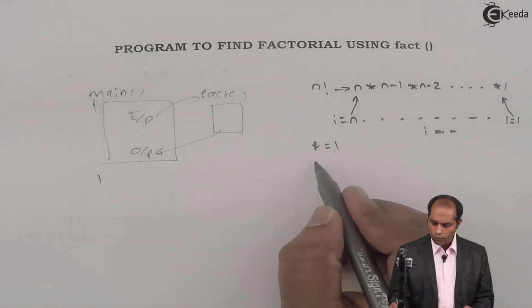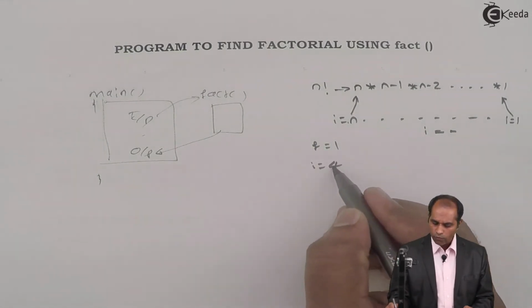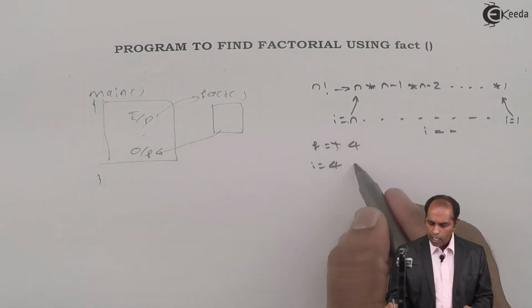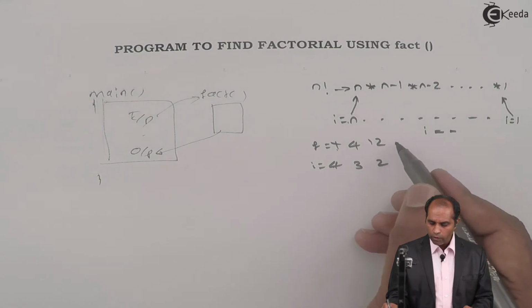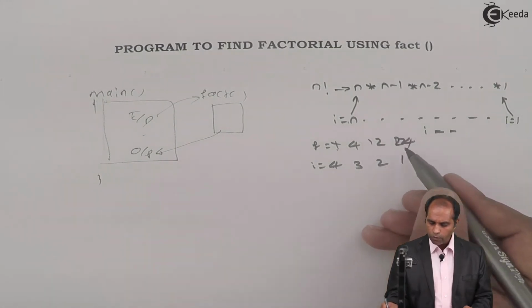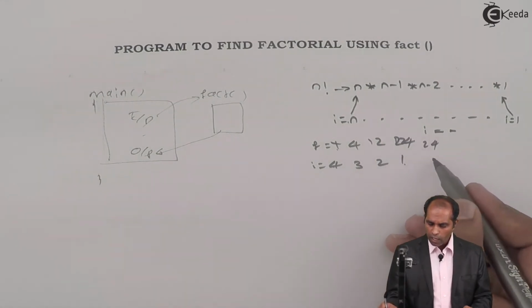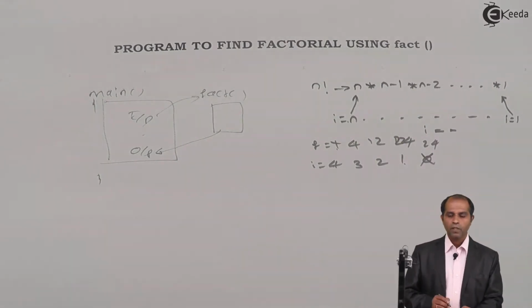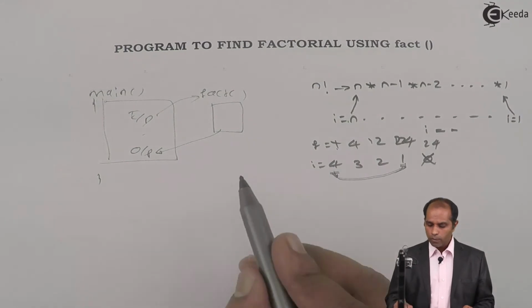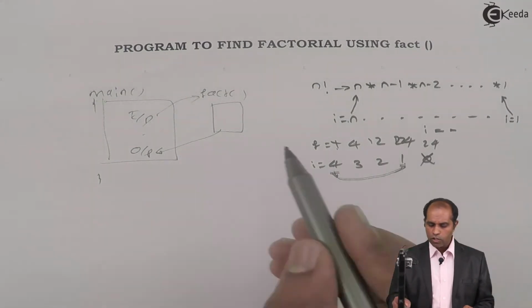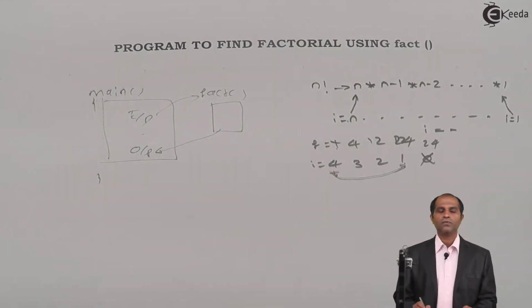Suppose n is say 4, i is 4. So 4 into 1 is 4. i becomes 3, 4 into 3 is 12. i becomes 2, 12 into 2 is 24. i becomes 1, 24 into 1 is 24. i becomes 0, you will say stop, because you have generated all the numbers from 4 till 1. So the processing part has to be written outside, and that outside is nothing but a function called fact.